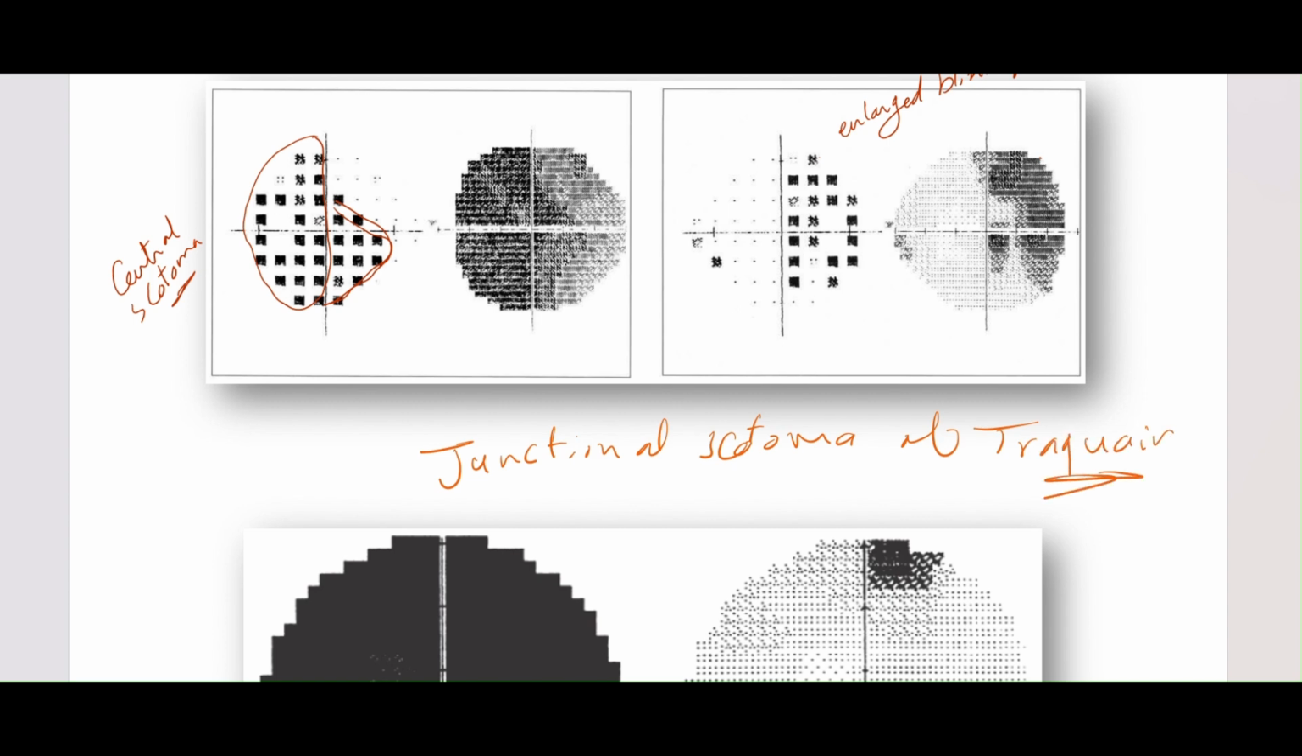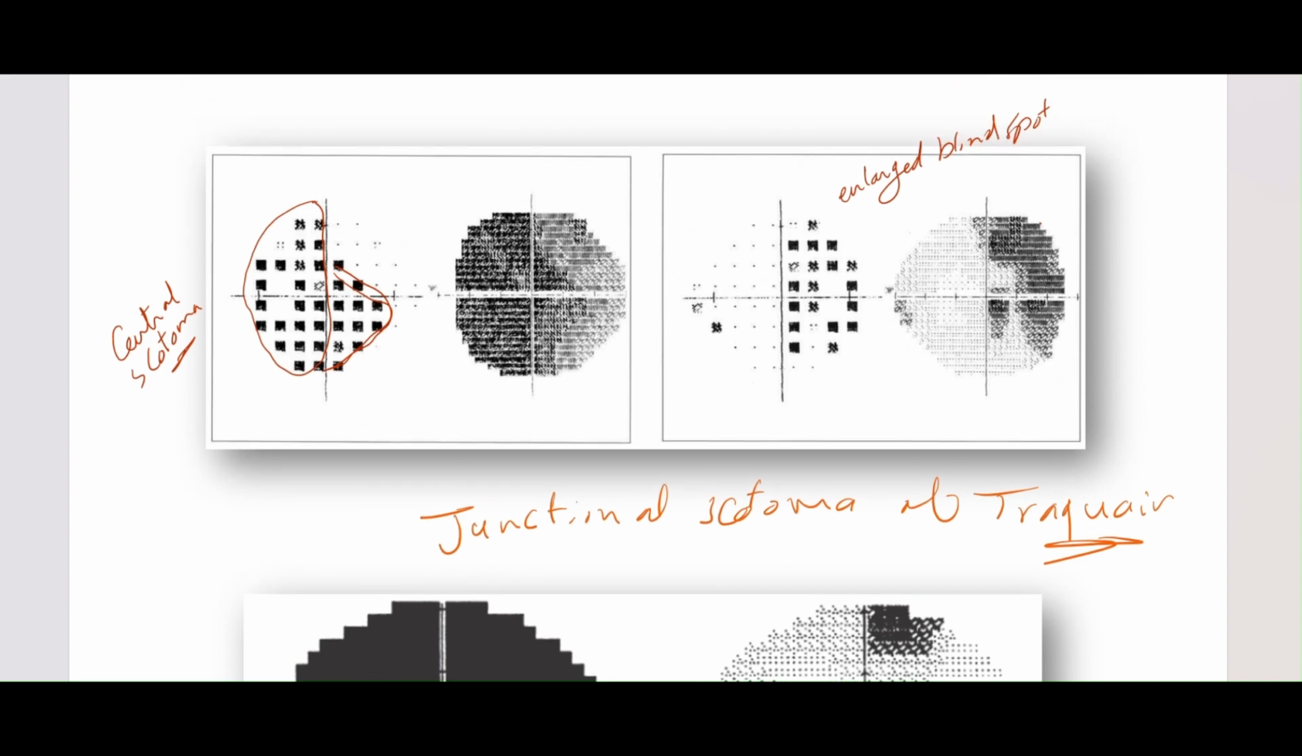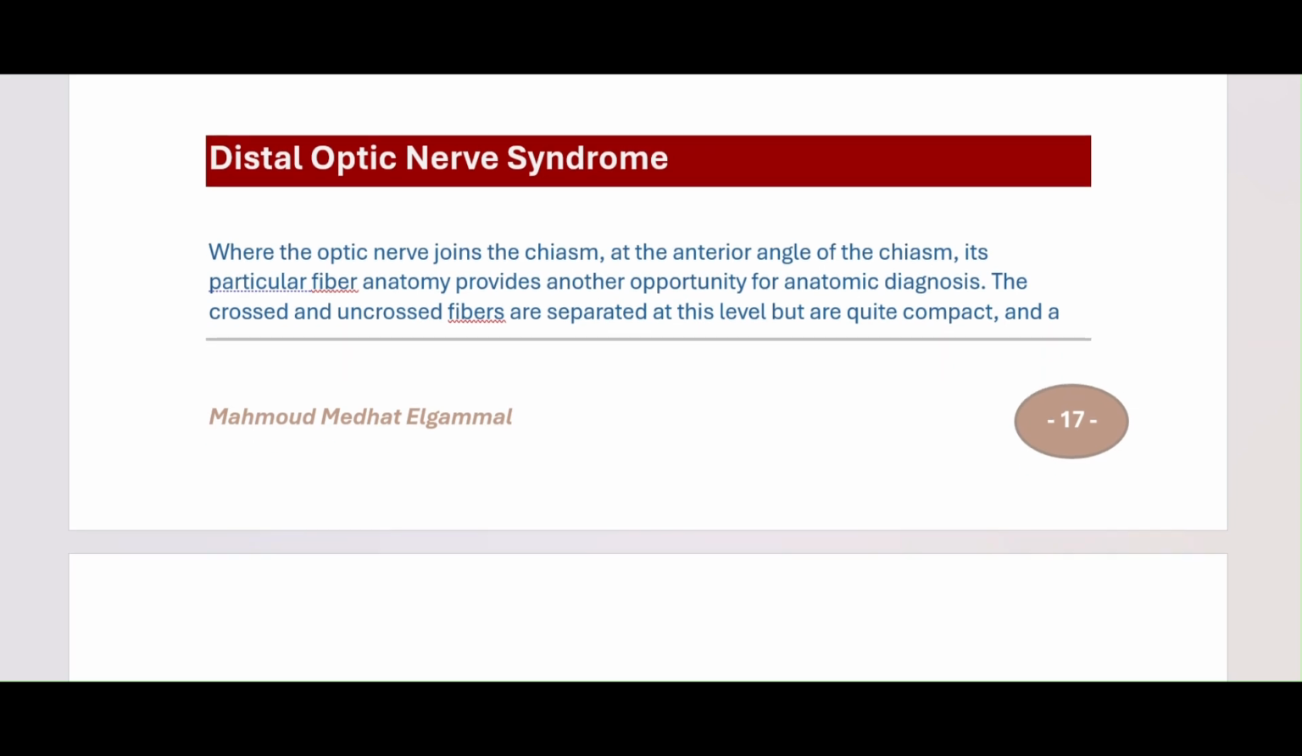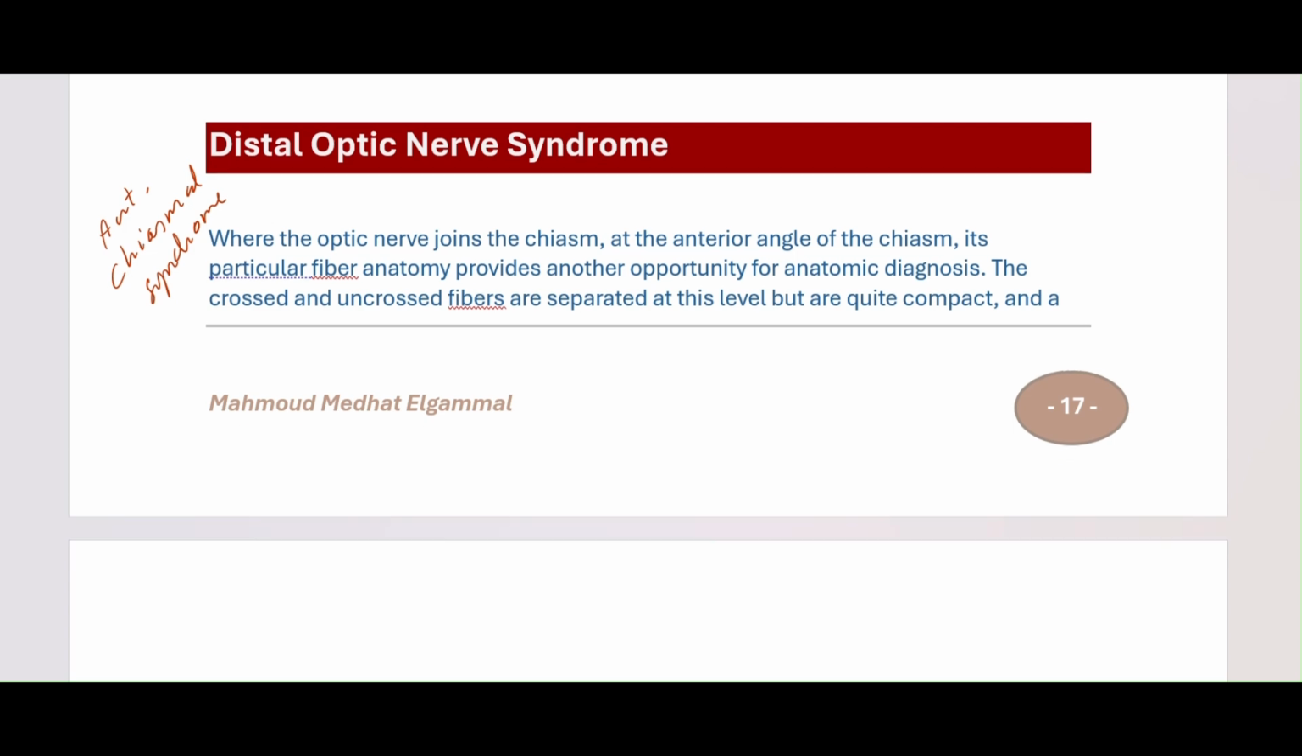Traquair wasn't French, he was Scottish. So Dr. Traquair described the junctional scotoma as unilateral hemianopia or central scotoma associated with contralateral superior temporal scotoma or enlarged blind spot. This formed what's known as distal optic nerve syndrome or anterior chiasmal syndrome. It's simply due to compression on the distal optic nerve or the anterior part of the chiasma.